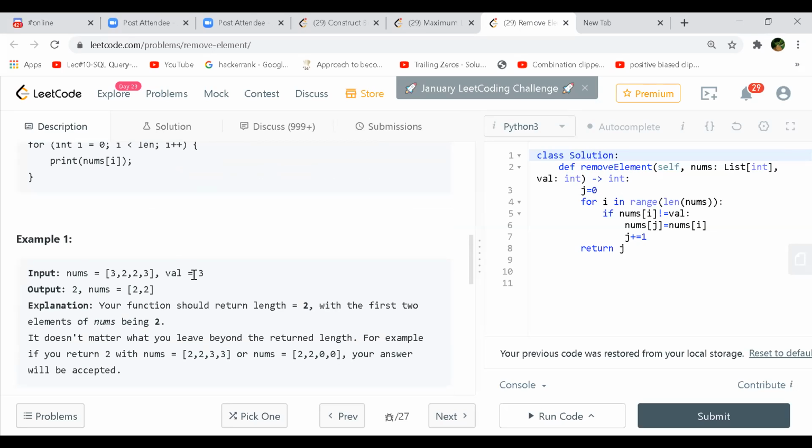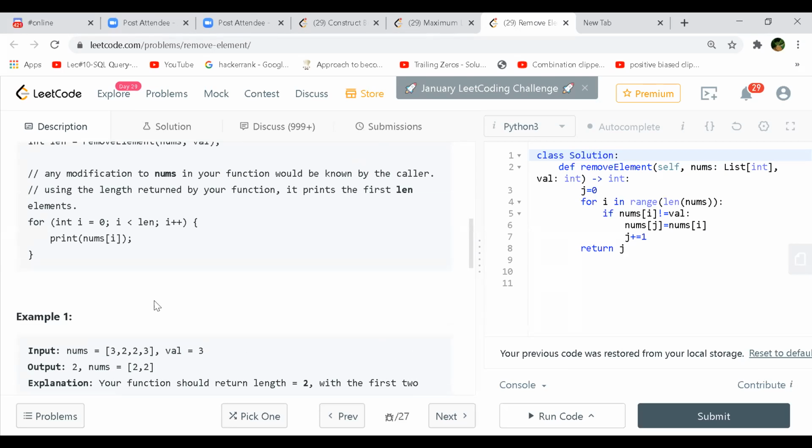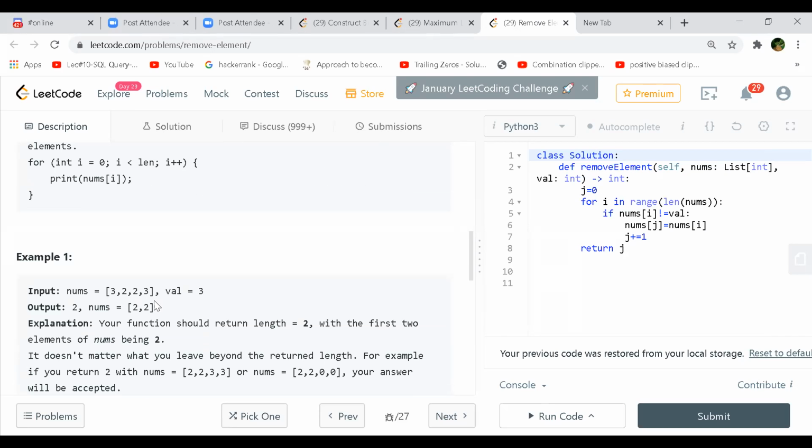So your val is 3, so we have to remove all those instances, right? And just return how many remain. You return the number of remaining instances other than those, and automatically they'll follow this and generate the array out of that. So the output is a size? Output is exactly that.